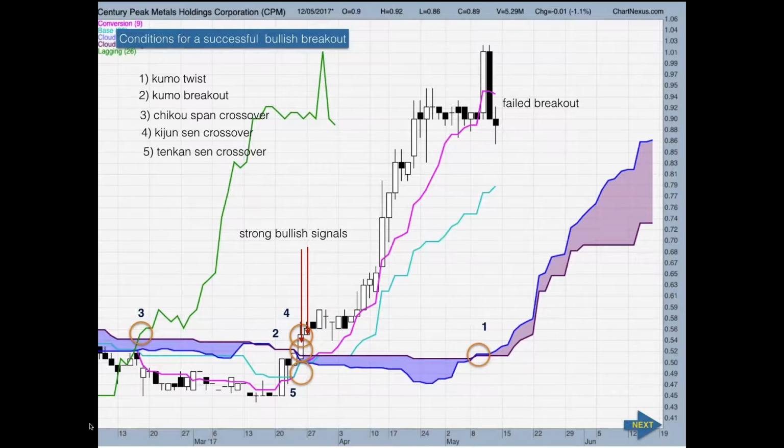So these 5 conditions were met. The 5 signals happened, and 3 of those happened above the Kumo. Number 5 was a weak bullish signal because it happened below the Kumo. Now let's go to another case study.